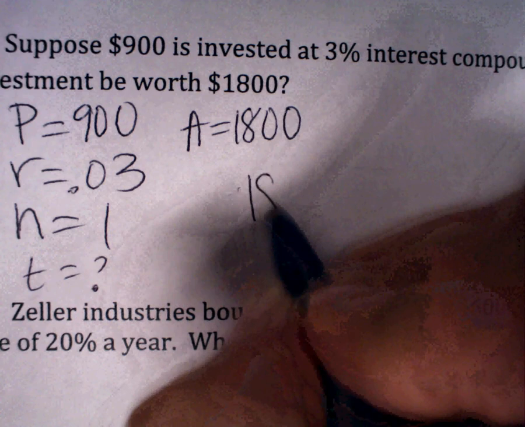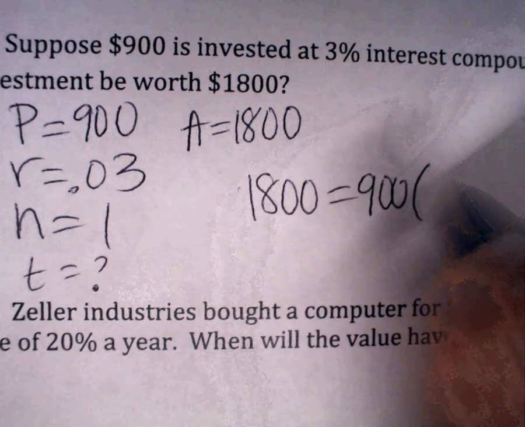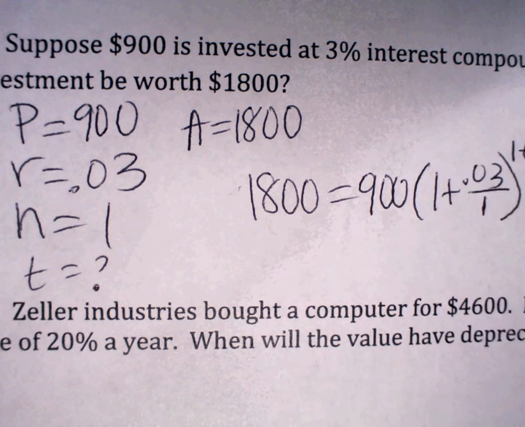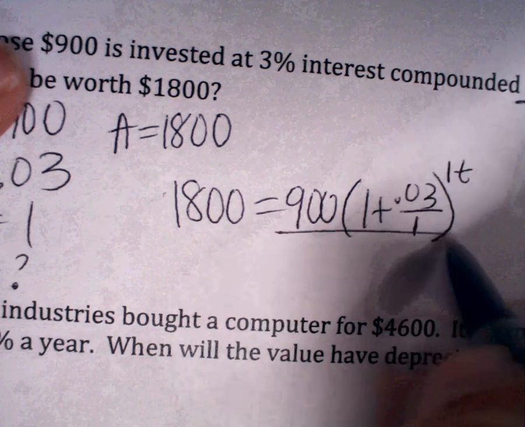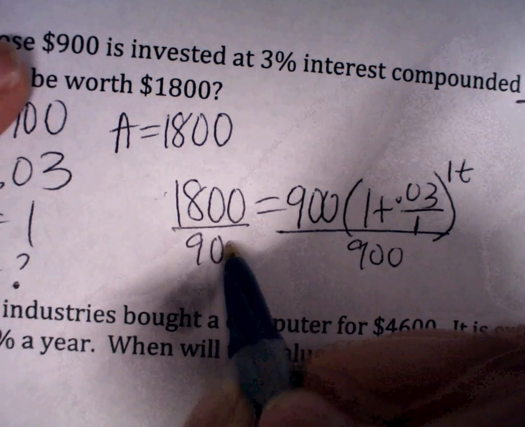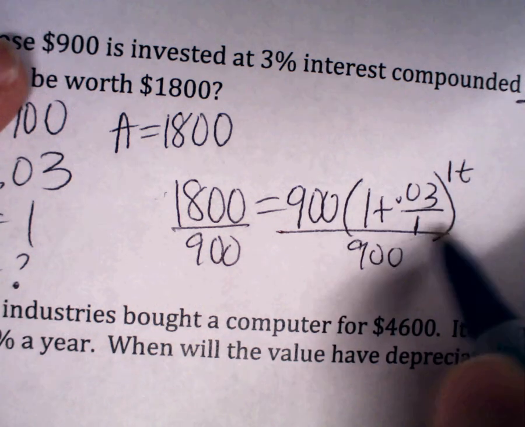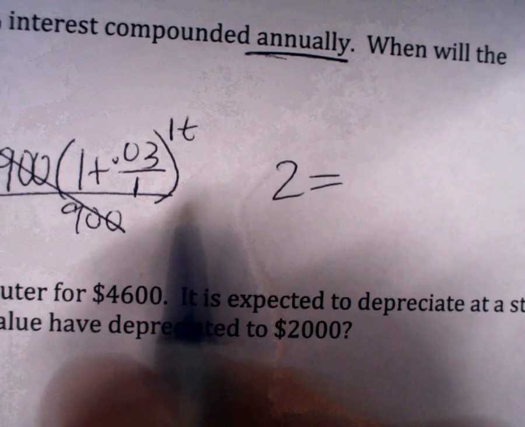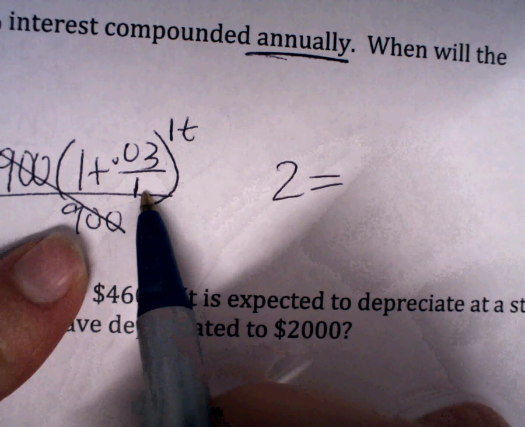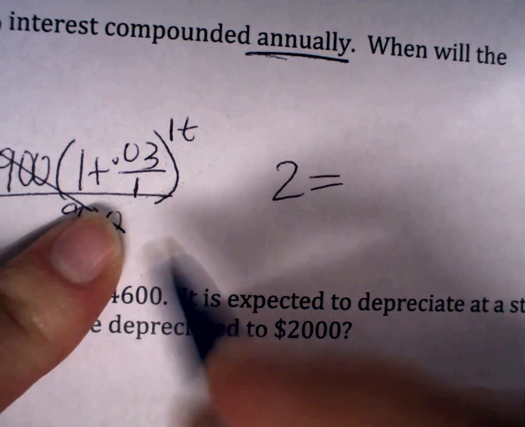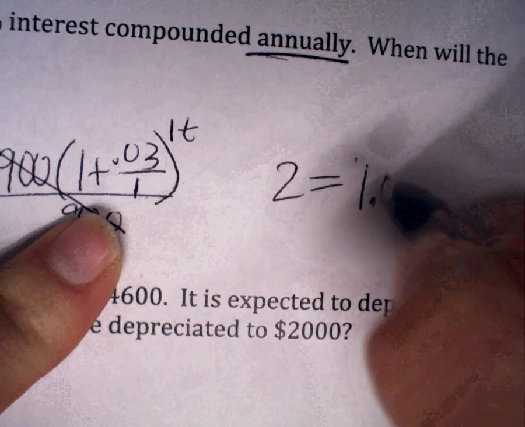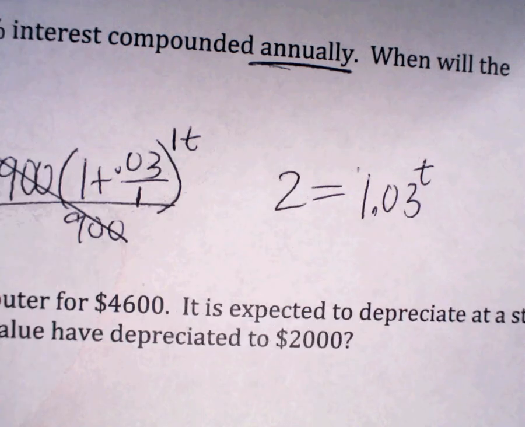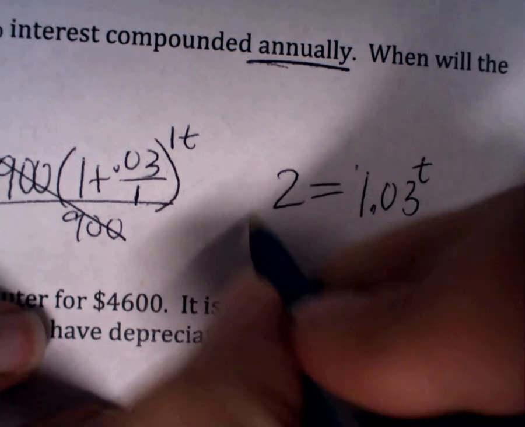So I take my equation, A equals P times 1 plus r over n, to the n times t. Okay, so I divide by 900. Very similar to the front, right? You're trying to get this parentheses by itself. So 1800 divided by 900 is 2. 1 plus 0.03 divided by 1, I would type it in my calculator, or know that 1 plus 0.03 is 1.03 to the t. So just like on the front, to get exponentials solved, you have to log both sides.